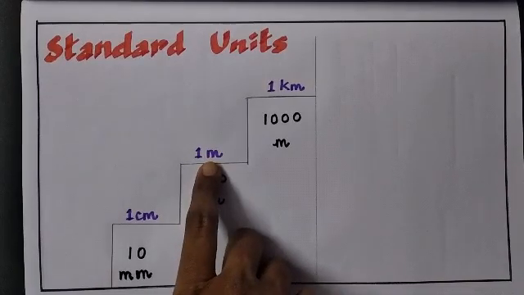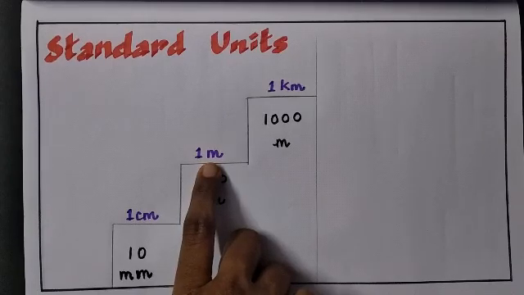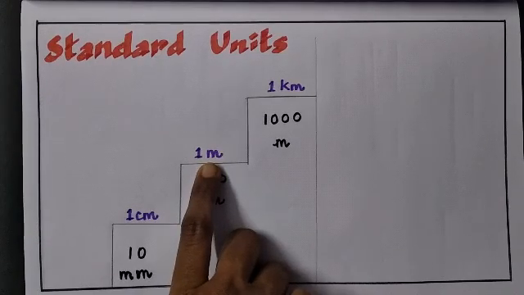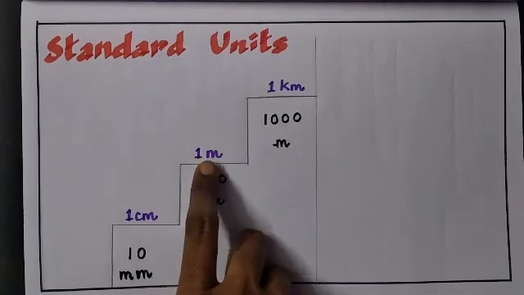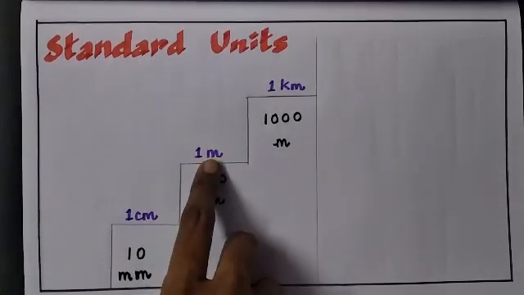Mommy will be buying dresses, isn't it? Have you seen for blouse or chudidars and all, they will buy cloth material. They will ask how many meters you need. They will be asking in the shop, isn't it? Like that. 100 centimeters will make 1 meter.